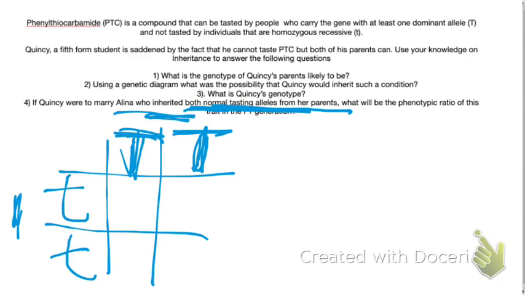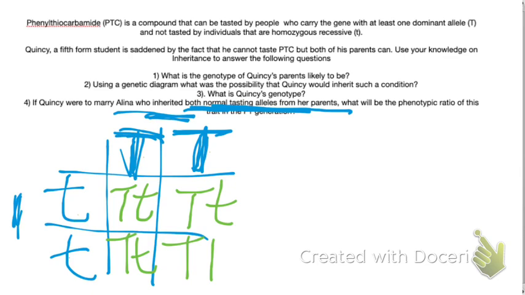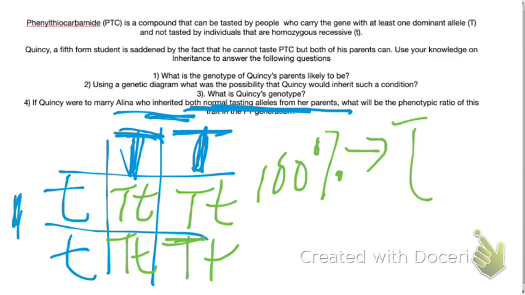Look at that. Big T, small t always will give you heterozygous. Good. Big T, small t again, heterozygous. Big T, small t, big T, small t. So we have 100% will actually be heterozygous. What does that mean?